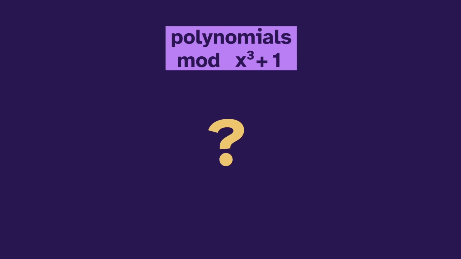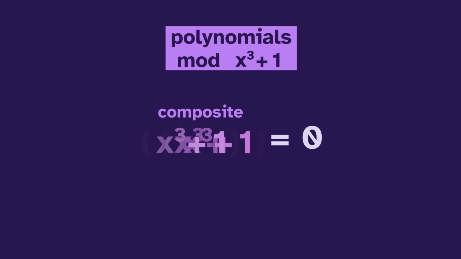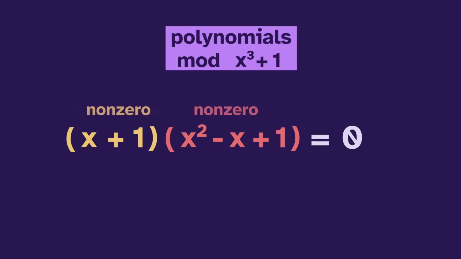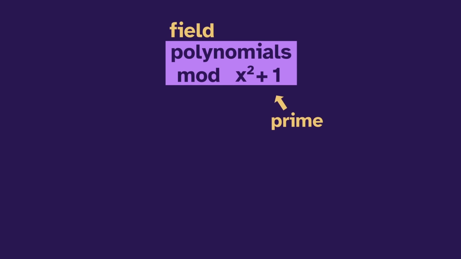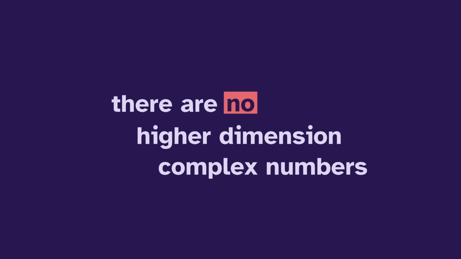So why did this happen? Well, the quotient definition sets the modulus equal to 0, but the modulus is composite. It can be factored into smaller polynomials. So we end up with these two non-zero polynomials that multiply to 0. This shouldn't happen in a field. We made the complex numbers using x squared plus 1. This polynomial is prime. It doesn't really have any factors, so we don't get that 0 multiplication issue. When the modulus is prime, we get a field. And this is kind of unfortunate. It means that there are no higher dimension complex numbers.